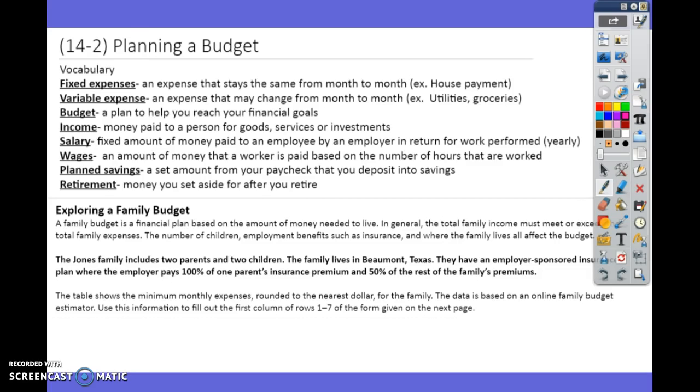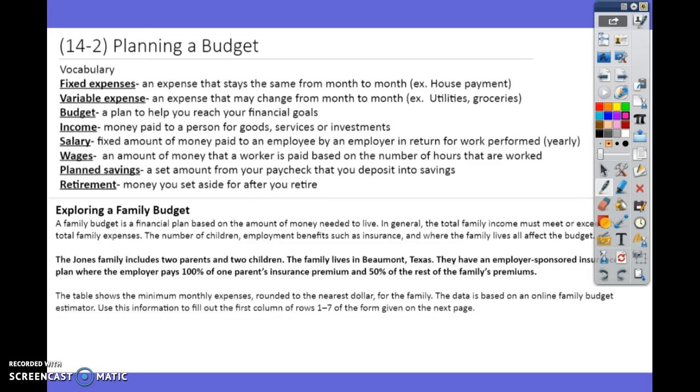You know the amount of this and you will be able to plan for it. Variable expense is an expense that may change from month to month. Example, your utilities or your groceries. Your utility bill is going to be based on how much of the utilities you use. Your energy usage might not be the same from month to month, and your grocery bill may not be the same from month to month as well. So those are variable expenses, things that could be different. They vary.